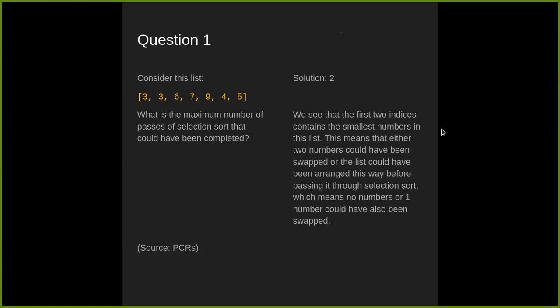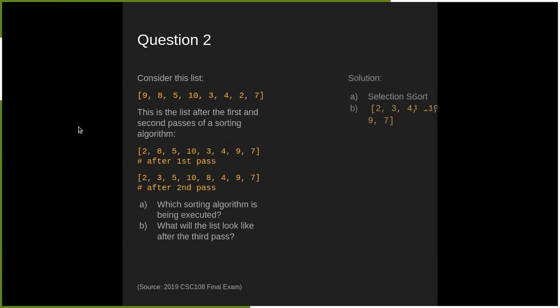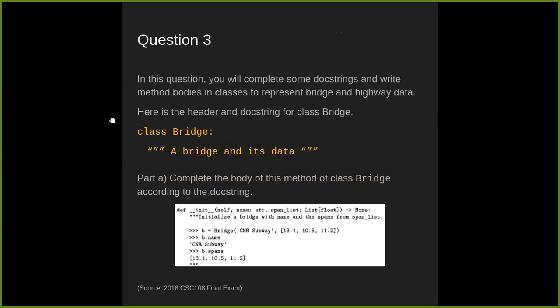Okay, so now I'm gonna move on to question 3. This is a really long question, so I'm gonna give you guys a few minutes to answer each part, and then I'm going to reveal the answers to all the parts at the end. To begin, in this question, you will complete some docstrings and write method bodies in the classes to represent bridge and highway data.